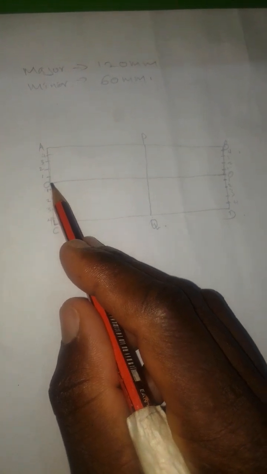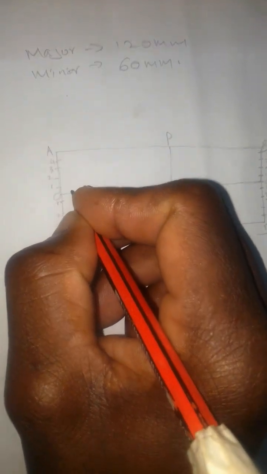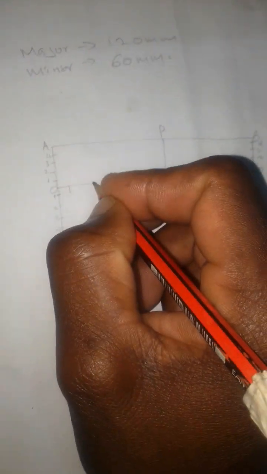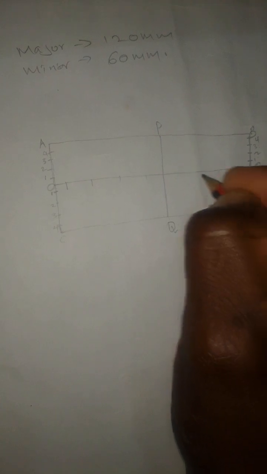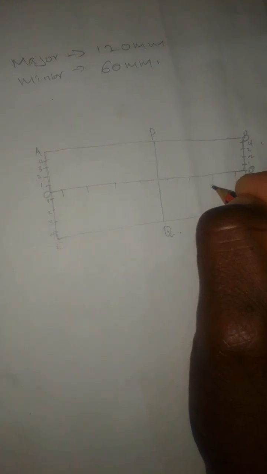Then we do like this. Also, we locate points along the major axis, line 0. This is called the major axis. Because this is 0, we mark here 1, 2, 3, then 4. Because this is 0, this must be 1, 2, 3, 4.